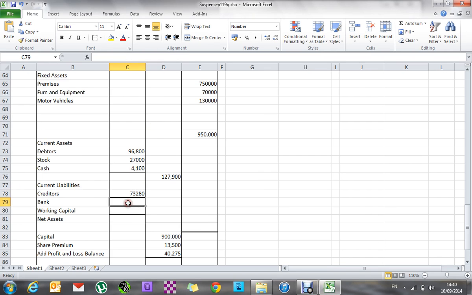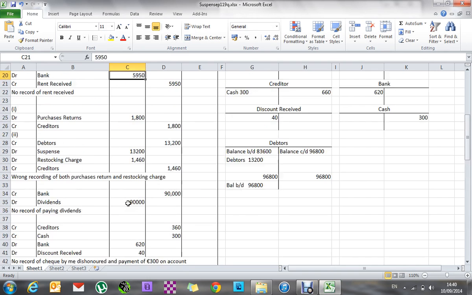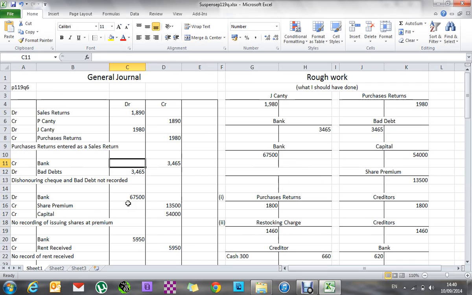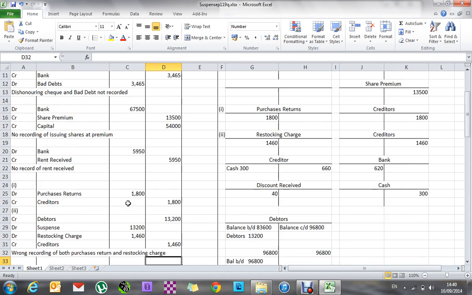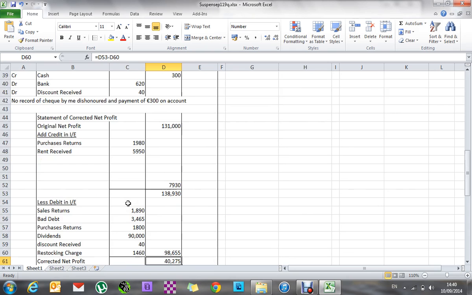So, our bank figure. Bank starts off in my trial balance as a liability of 17,800. Let's see what changes we need to make to bank, because there should be a few of them. We have 3,645 on the credit side, which makes that liability even bigger. And 67,500 is going to be added in. There are a number of different figures there, so I'll do them one at a time. 3,645 is the first one.